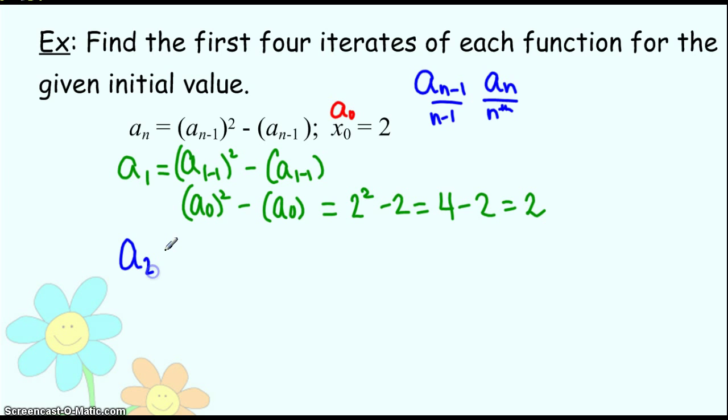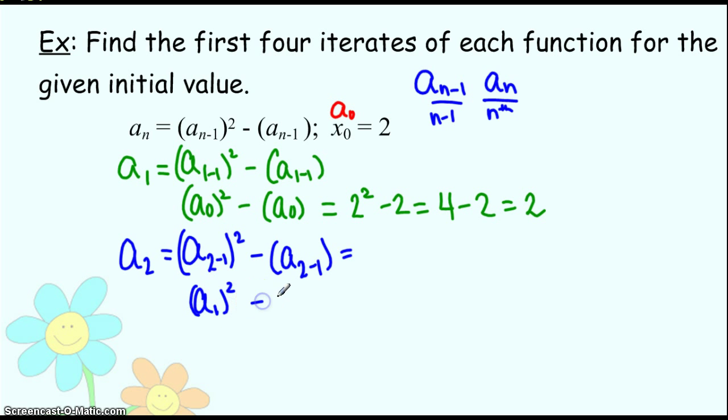Our a sub 2 is our a sub 2 minus 1 squared, getting the previous term, minus a sub 2 minus 1. So that's a sub 1 squared minus a sub 1. And what we got for a sub 1 was 2. So 2 squared minus 2. So 4 minus 2 is also 2.